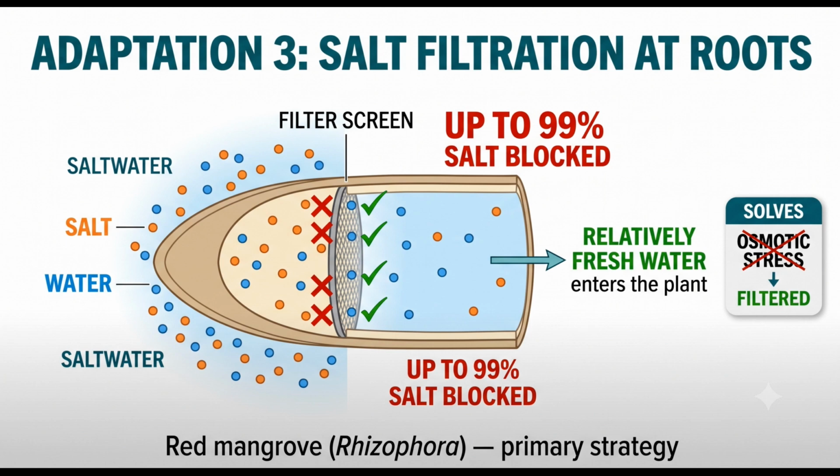Some species of red mangrove, Rhizophora, can filter out up to 99% of the dissolved salt before it enters the plant. This dramatically reduces the osmotic stress we talked about earlier. By blocking salt at the roots, the plant prevents the problem before it even starts.